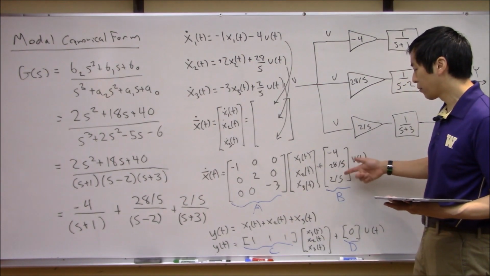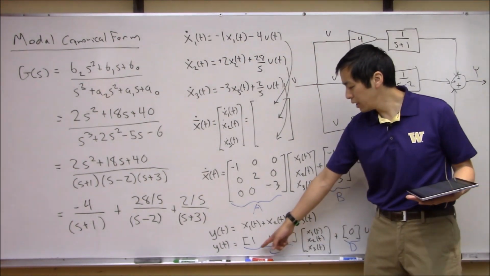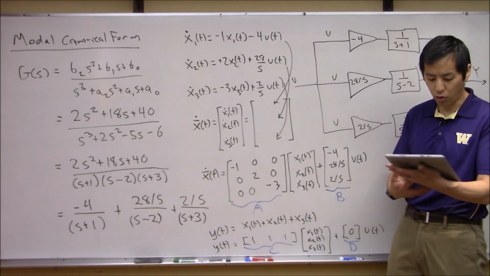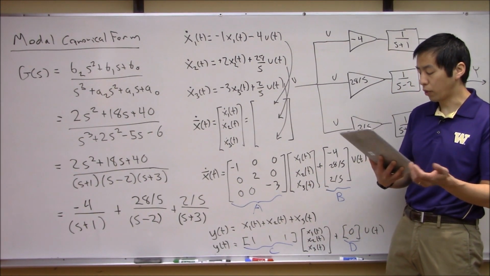You get these kind of random coefficients here. Your C matrix is all ones, right? And your D matrix is 0 again. So this is modal canonical form.